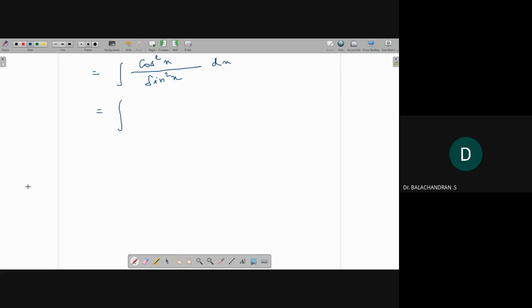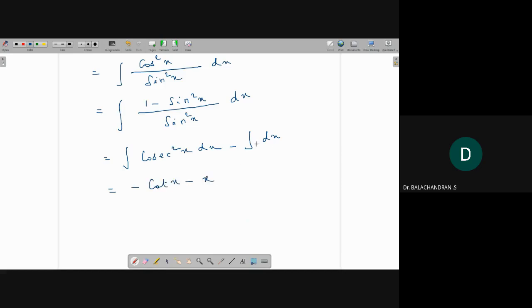Write the numerator in terms of the denominator. So that's why I am going to write cos square x as 1 minus sin square x. So integration of 1 by sin square x is the integral of cosecant square x into dx. Sin square x by sin square x is 1, so integration dx. Integration of cosecant square x is minus cot x, minus integration of dx, which is x.